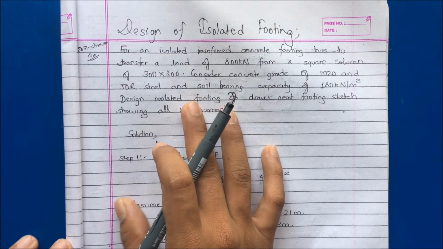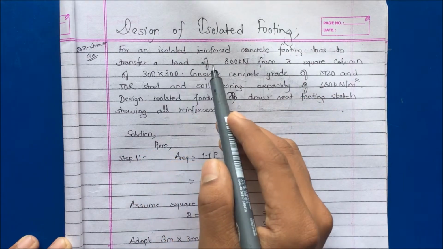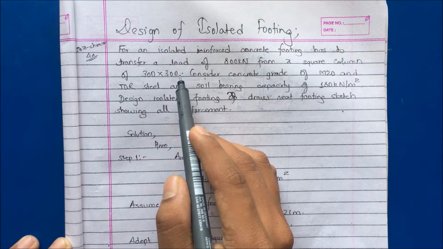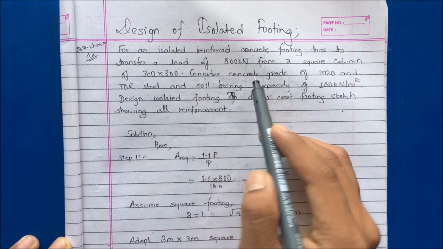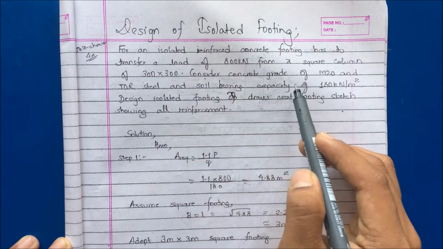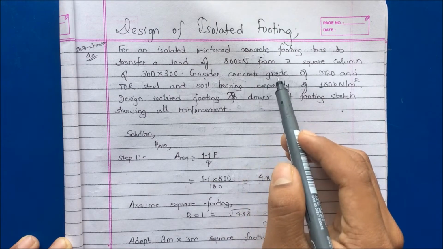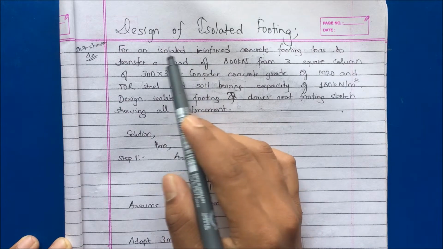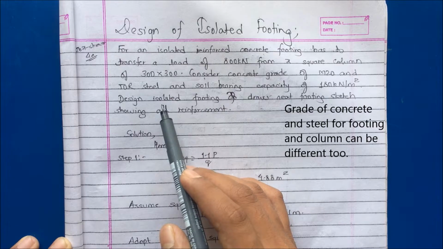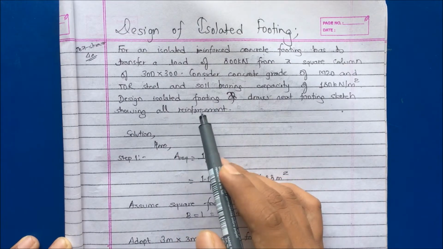We have a question over here. An isolated reinforced concrete footing has to transfer a load of 800 kN from a square column of 300 into 300, this is in mm. Consider concrete grade of M20 and Fe415 steel and soil bearing capacity of 180 kN per meter square. So this concrete grade and steel grade is for both, that is for the isolated footing as well as the column. Design an isolated footing and draw a neat footing sketch showing all the reinforcement.